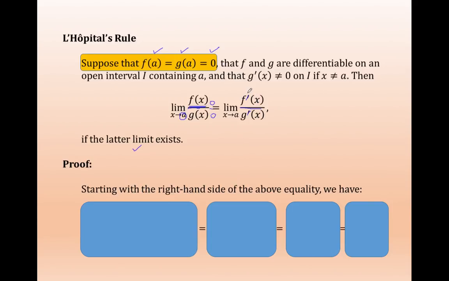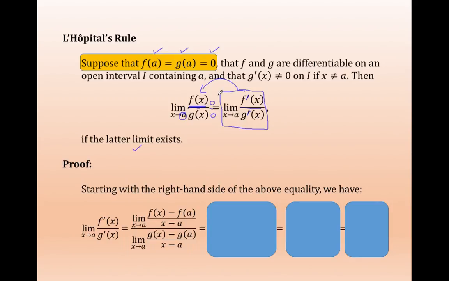So the proof I'm going to do is actually going to start with this and manipulate back here, just using algebra and my givens. So if you remember from the property of limits, the limit of a quotient is a quotient of the limits, and the limit as x approaches a of f prime, that's just the definition of derivative. So that's f of x minus f of a over x minus a, and g prime is the limit as x approaches a of g of x minus g of a over x minus a. Well, guess what happens to the x minus a's? Bye-bye.